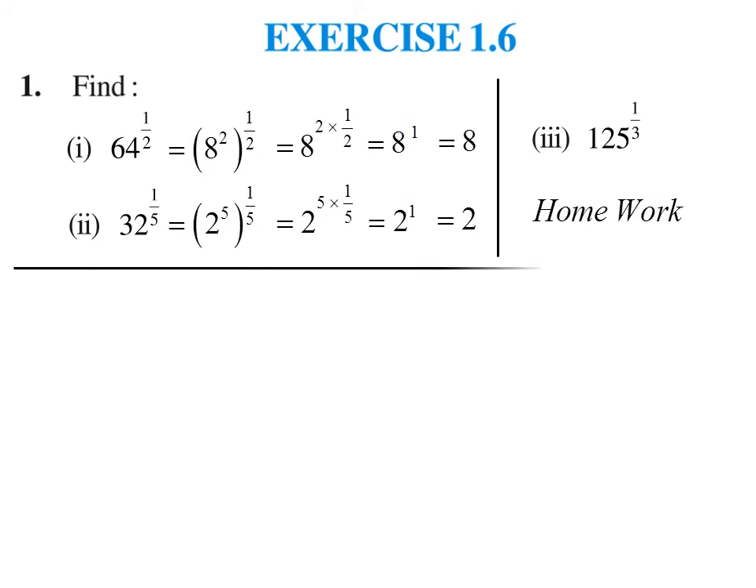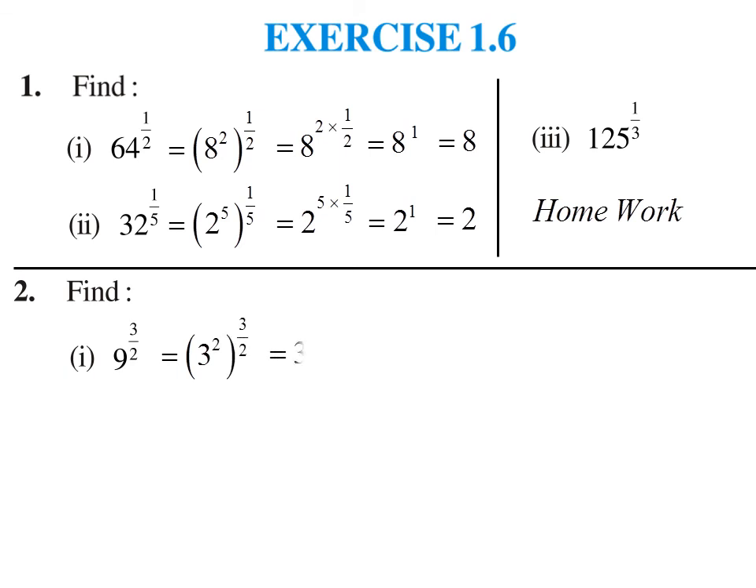The next one, the second question again: find the value of the following, as we have discussed in the previous one. So the first question is 9 to the power 3 by 2. Again we have to convert 9 in such a way that we can get a number whose power is 2. So we can write it as 3 square, whole to the power 3 by 2.